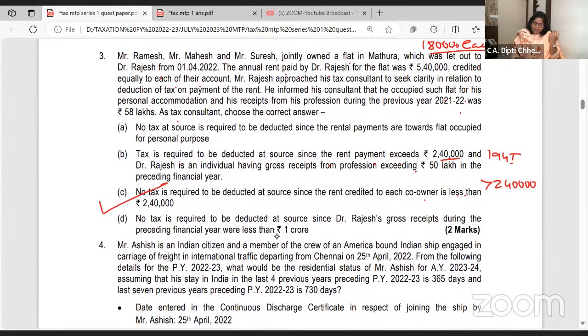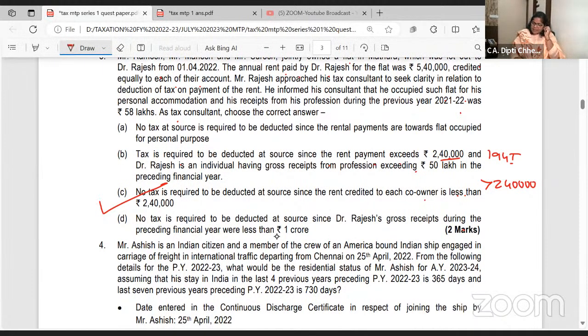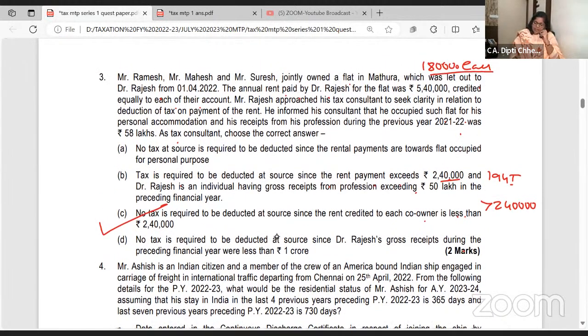No tax is required to be deducted at source since Rajesh's gross receipt during the financial year does not exceed 1 crore. Okay, that's not the right answer because it exceeds 2,40,000.